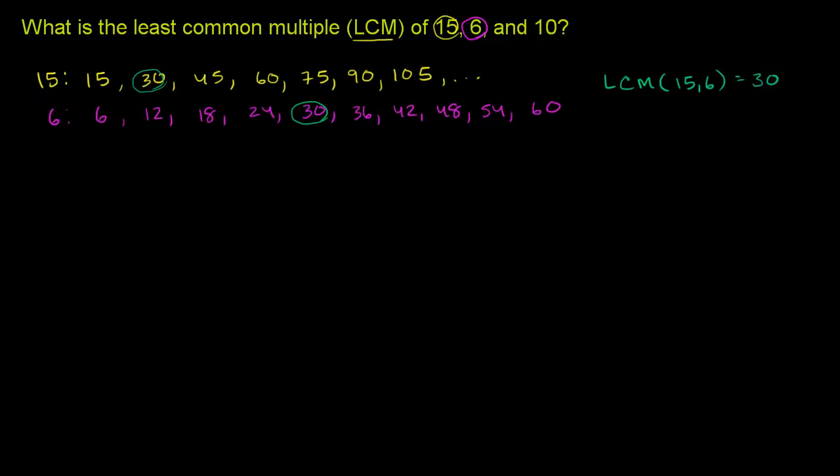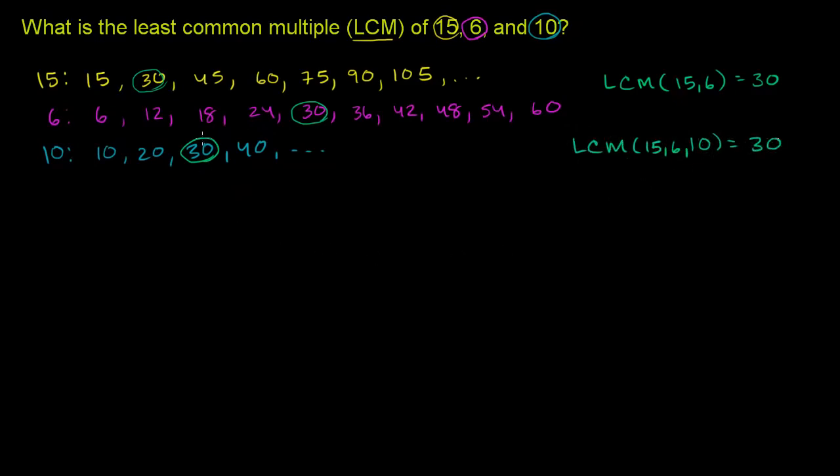So let's bring the 10 in there, and I think you already see where this is going. Let's do the multiples of 10. They're 10, 20, 30, 40. Well, we already went far enough because we already got to 30. And 30 is a common multiple of 15 and 6. And it's the smallest common multiple of all of them. So the LCM of 15, 6, and 10 is equal to 30.